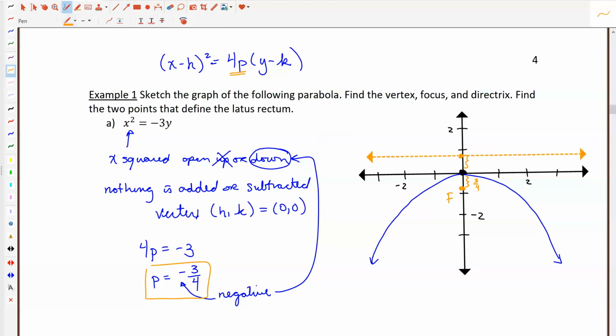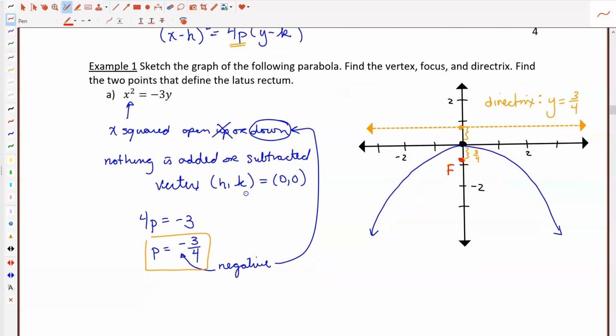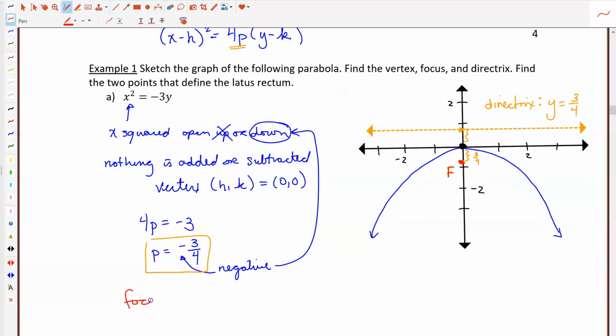All right, so now getting this directrix is pretty easy. Its equation is going to be y is equal to 3/4. This focus isn't going to be too terrible either. Maybe I'll put that in red. For my focus, from my origin, I'm just going to go down 3/4, so that's going to be at (0, -3/4).